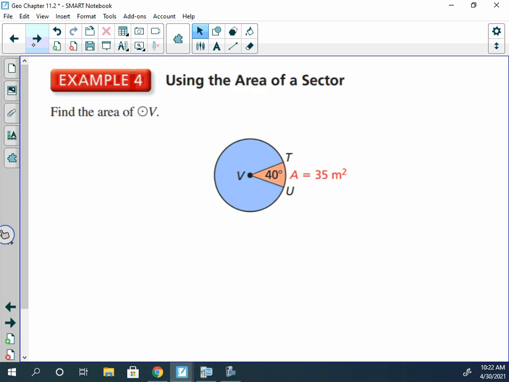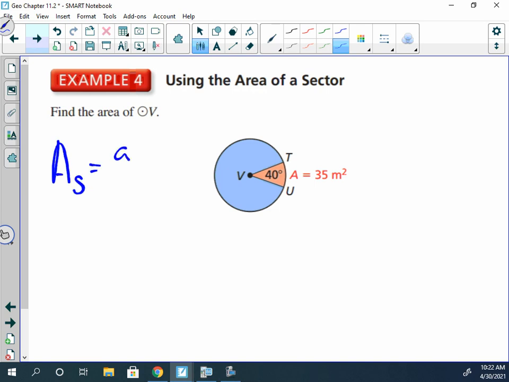Now here, it's not wanting us to find the radius, it's just wanting to find the area of the whole circle, yes? And our formula really is telling us that the area of the sector is equal to arc over 360 times the area of the entire circle. It's pi r squared. What we've been plugging in is just the area of the circle.